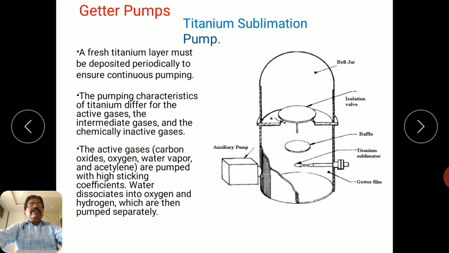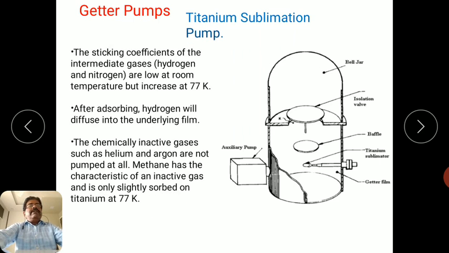So which are active gases? Active gases like carbon oxide, oxygen, water vapor, acetylene. These are some examples of active gases. These active gases are pumped with a high sticking coefficient. Their sticking coefficient is very high, so they easily react with the titanium surface and form compounds. So their pumping speed is quite good. Water vapor actually dissociates into oxygen and hydrogen, which are then pumped separately. So this is the first category of gas molecules, that is active gases.